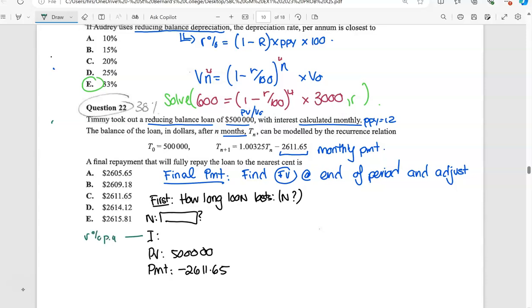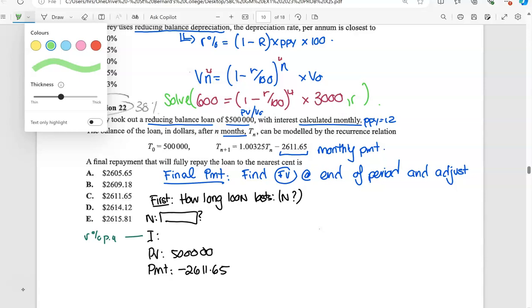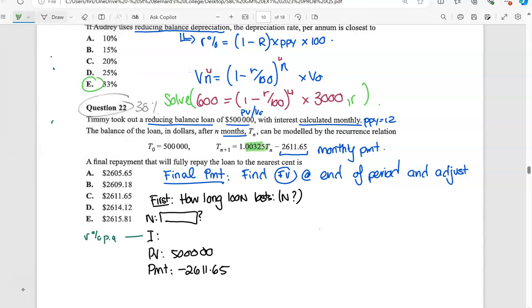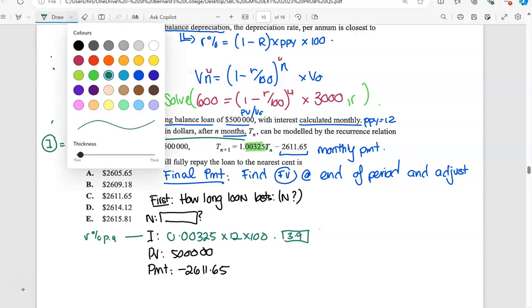A quick way to find the interest rate when you don't know it is to take this number here, the bit after the 1. You can just put that number in there. That's the monthly rate. So I'll times it by 12 and I'll times it by 100. It can be found by going 0.00325 times the PPY times the 100. That will give you that, and when you type that in, the finance solver will tell you it becomes 3.9. Okay? So we've got that.